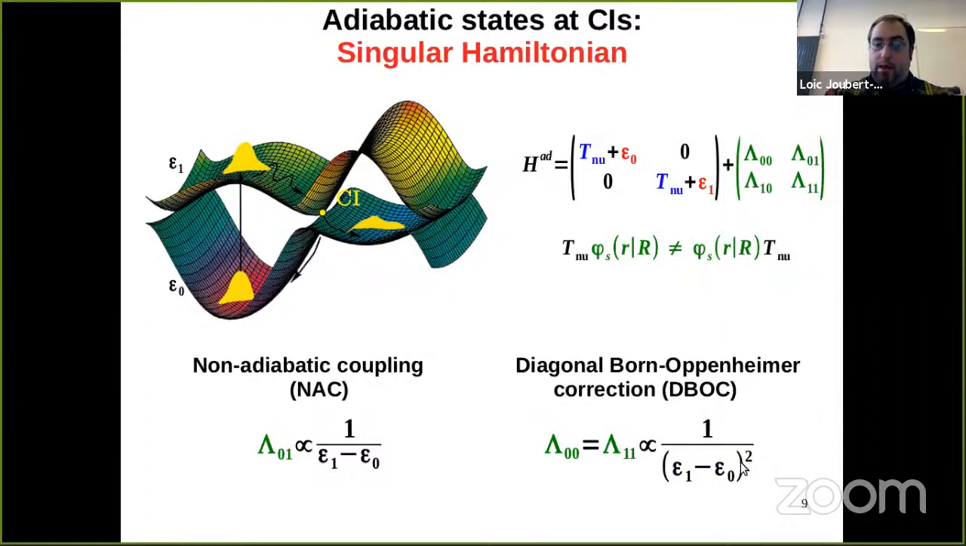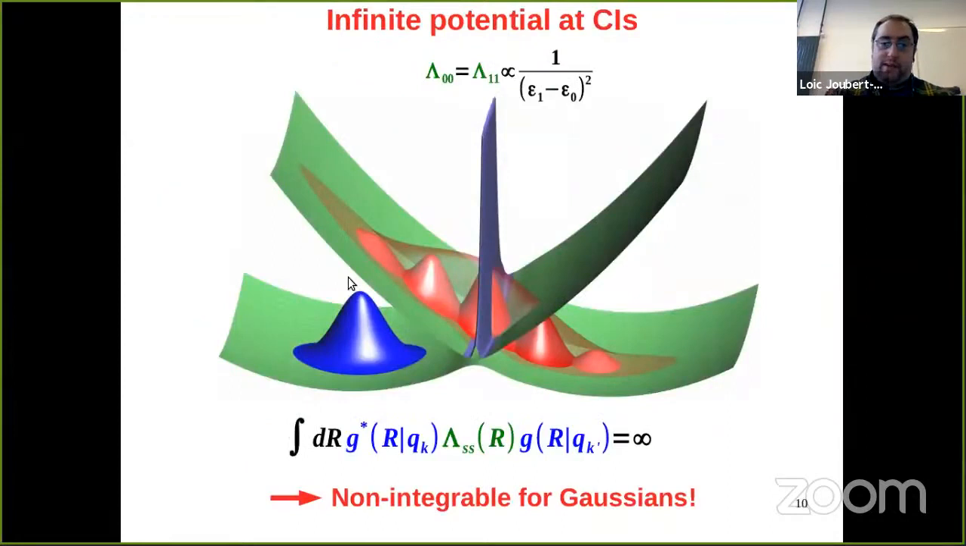So it's as if the wave packet, let's say after an excitation to the upper state, will go to the conical intersection, and then it will hit this infinite wall at the conical intersection. You may wonder what the dynamics of such a system with such a potential would be. But in fact, you cannot even include this term, because integration over Gaussian functions gives infinities. So this term is non-integrable for Gaussians, and you really cannot include it in your simulations. You really have to overlook it, and it's a necessary but completely arbitrary approximation that you cannot really control.